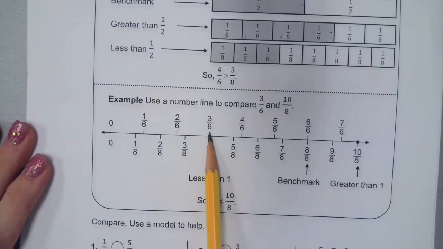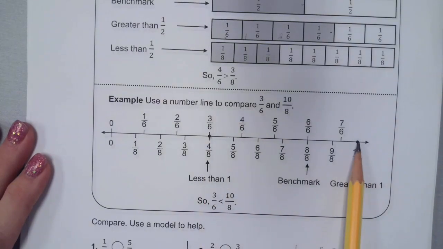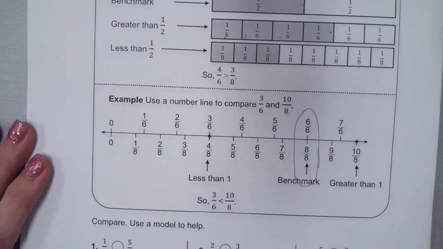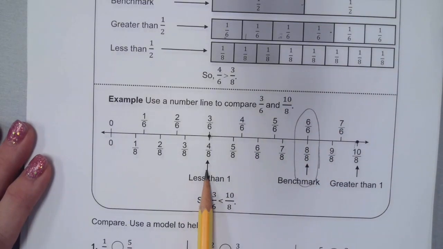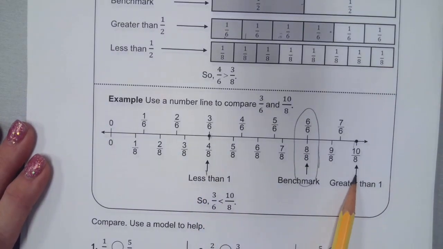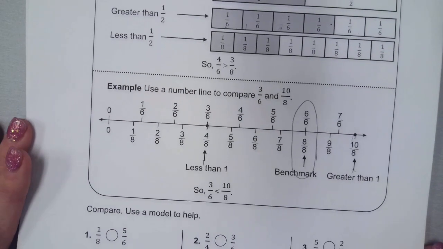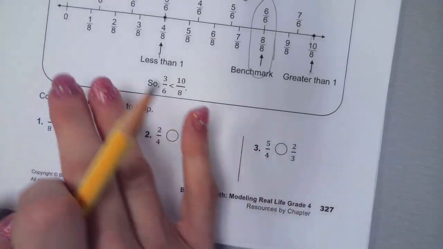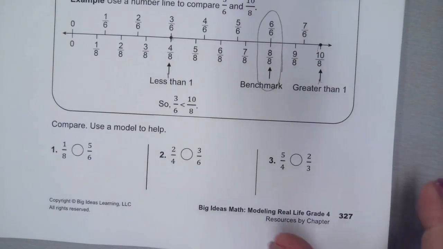We can compare 3/6 and 10/8. The benchmark number that we're focused on is 1 whole. I see that 4/8 is less than 1 and 10/8 is greater than 1. So clearly 10/8 is greater than 3/6. Now, if you like drawing number lines, if you like drawing models, that's great. But I'm going to show you a simpler way to compare fractions.